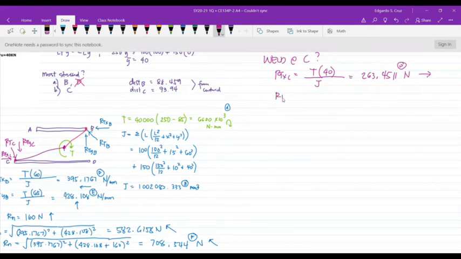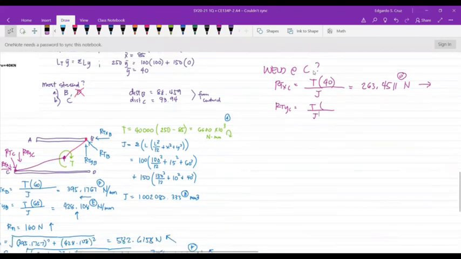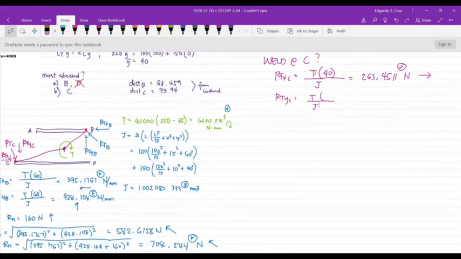How about yung RTY ng C? Again, that would be T over J. And the horizontal distance, kasi YC, so we need the X sub C. And the horizontal distance is equal to the X bar. And X bar is, ano nga ba yung X bar natin? 85. So 85 to.